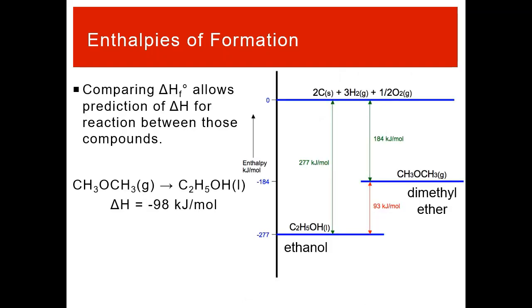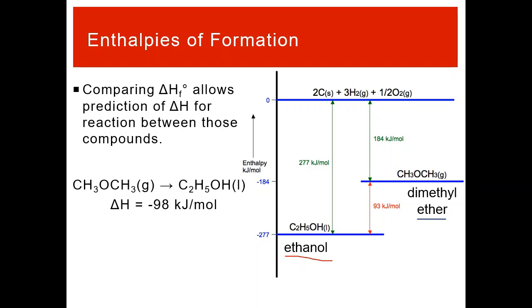And so the idea of comparing to those values is we could imagine, say we look at 2 different substances. So I have ethanol here and I have dimethyl ether. Both of these molecules have 2 carbon atoms, 1 oxygen atom, and 6 hydrogen atoms. So they have the same number of atoms, they're just arranged in different ways, and they have different enthalpies of formation.